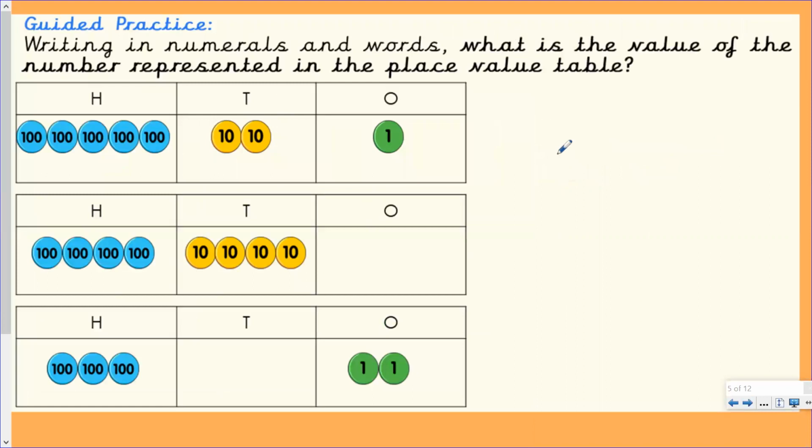Okay. Writing in numerals and words, what is the value of the number represented in the place value table? Have a go at doing these by yourself, and then you can label them on your paper, A, and write your answer in numbers and words, B, and C. Now that I've shown you on the previous slide, have a go at doing these by yourself and play the video when you're ready.